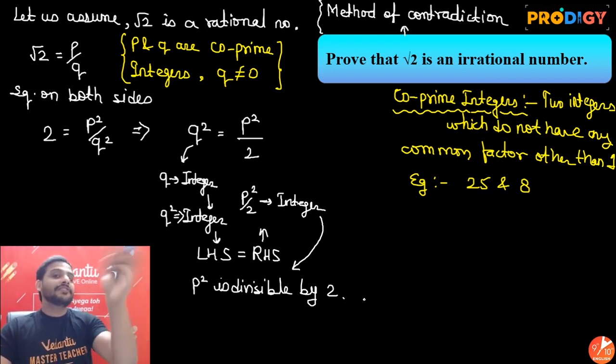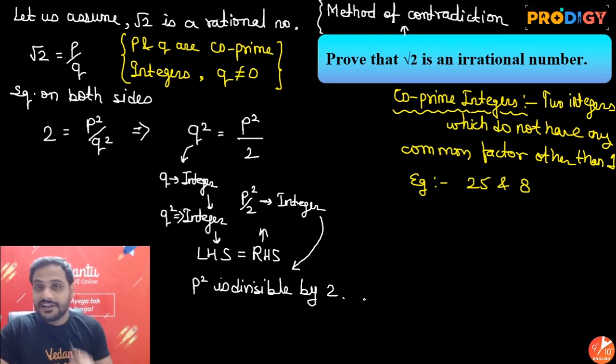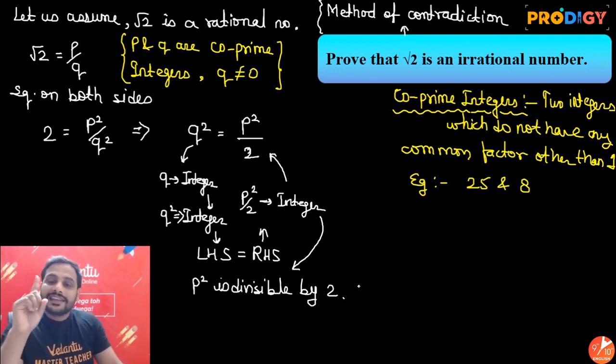But if I divide 5 by 2, my answer is 2.5, which is a decimal number. So it is not an integer, so I will say 5 is not divisible by 2. Alright, so if p square by 2 is an integer, I can say p square is divisible by 2.